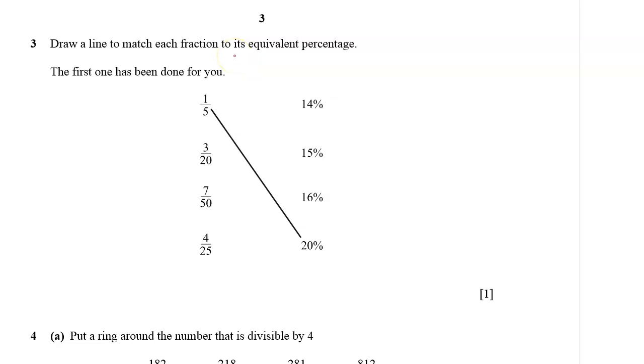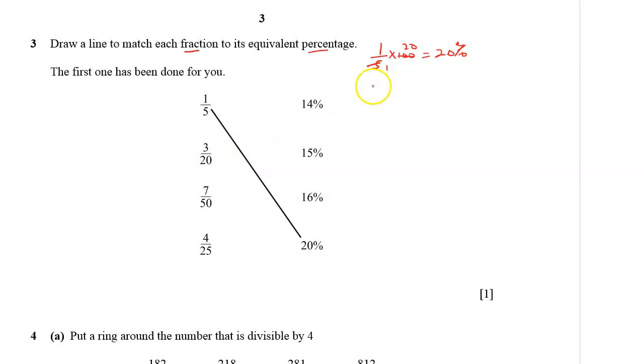Question number 3. Draw a line to match each fraction to its equivalent percentage. 1 over 5, a fifth, is the same as 20%. Of course, you can confirm that by multiplying a fifth times 100. Of course, this is 1, this is 20. 20 times 1 gives us 20%, which is correct.